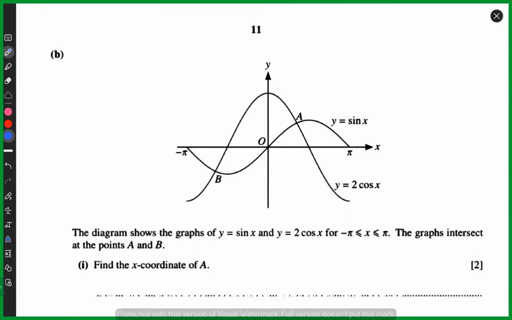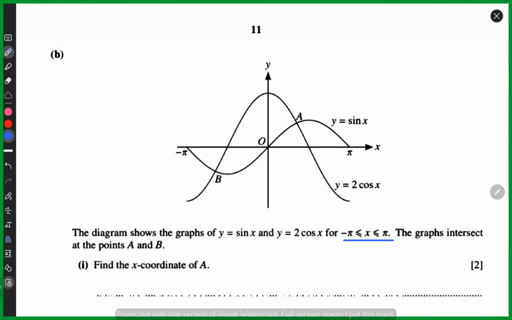Okay. The question says, the diagram shows the graphs of y equals sine x and y equals 2 cos x for the interval given, students, and this time around it is in radians. So we are confident about it, and there's no need to get scared, oh my god, why is it in pi? It's in radians. That is it. Minus pi to pi means what in degrees? Minus 180 to 180. Very good.